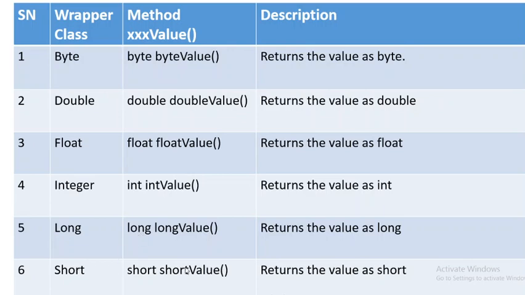Short, method name will be short value. So it returns the value as short, return type is short. So whatever object of short wrapper class you are using to call this short value method, its value will be converted into the primitive data type short after execution of the method.